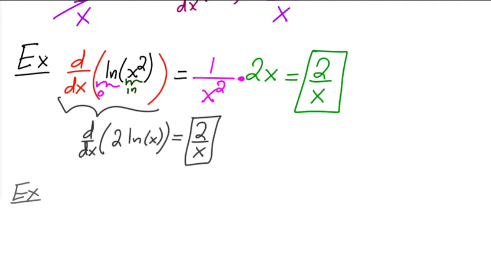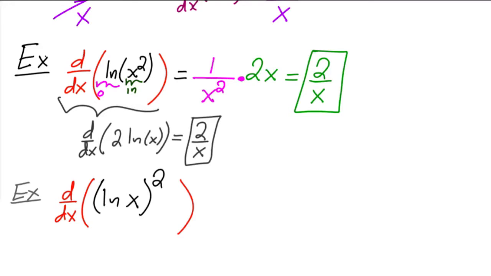Okay, so let's do another example. Let's say we've got the derivative of, this time, natural log of x, the entire thing all squared. Now notice this one is different from the previous one because here you're squaring the entire natural log function. This is also a chain rule situation, but this time the outside is the squared and the inside is the natural log of x.